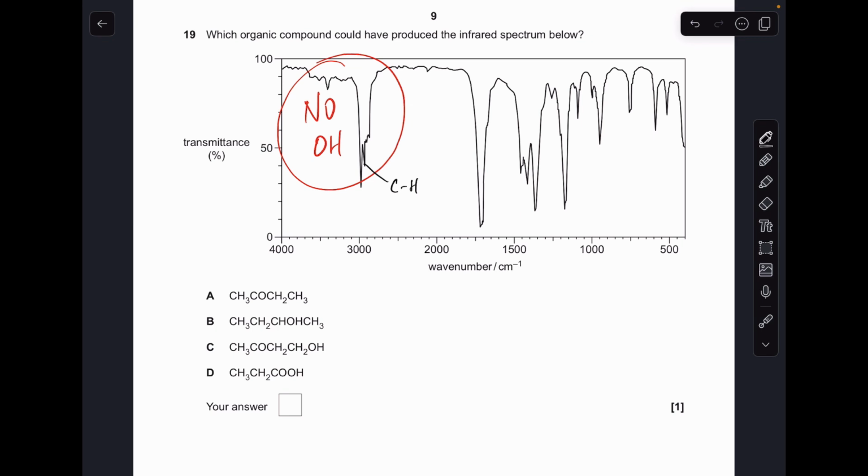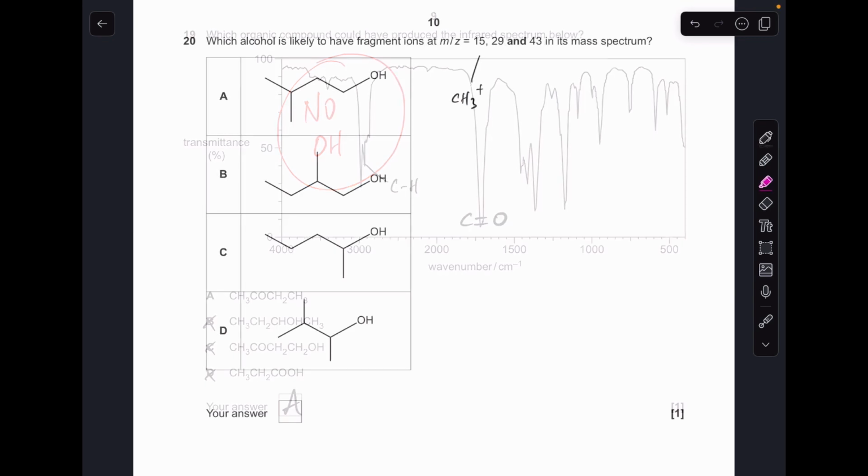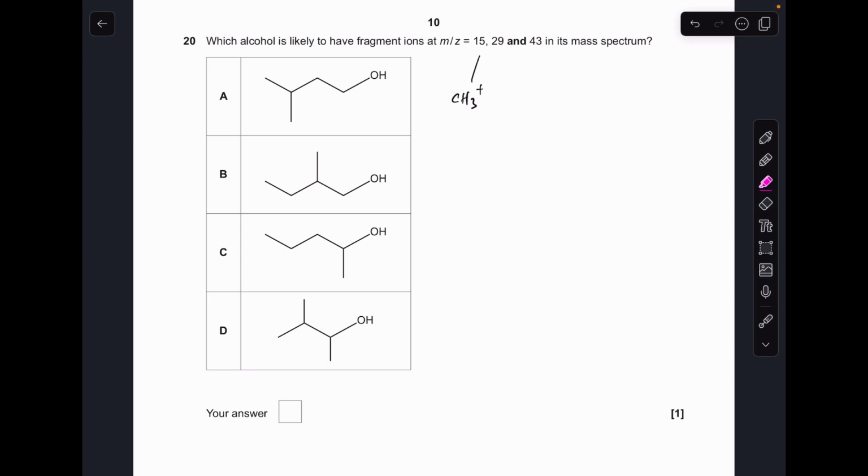Number 19, there's no OH activity at all in this spectrum, so that means B, C and D are out. So that was easy, A was the answer, and your C=O double bond is obviously that one there. And finally, number 20, so which alcohol can have fragment ions at these 3 m/z values? So starting with 15, that's due to a CH3+ fragment, and you'll notice that all of them can produce at least one of those fragment peaks.